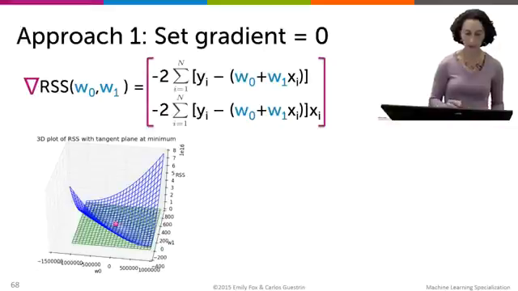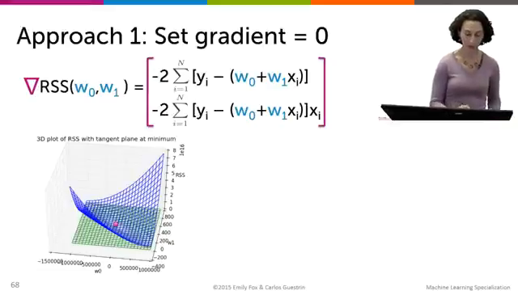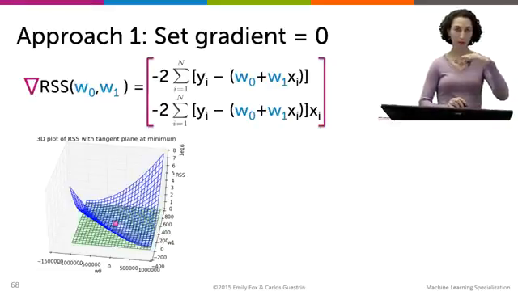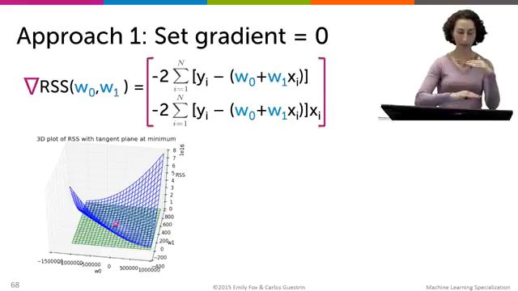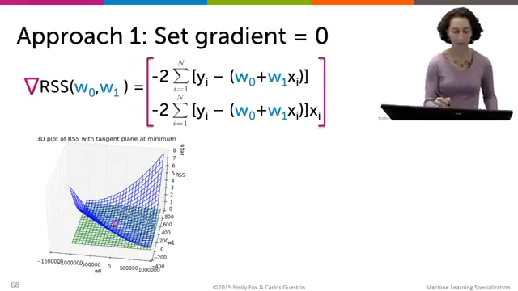So this is going to be our approach 1. And this is drawn here on this 3D mesh plot where that green surface is the gradient at the minimum. And what we see is that's where the gradient is equal to 0. And that red dot is the optimal point that we're going to be looking at. Okay, so let's go ahead, take this gradient, set it equal to 0, solve for W0 and W1.